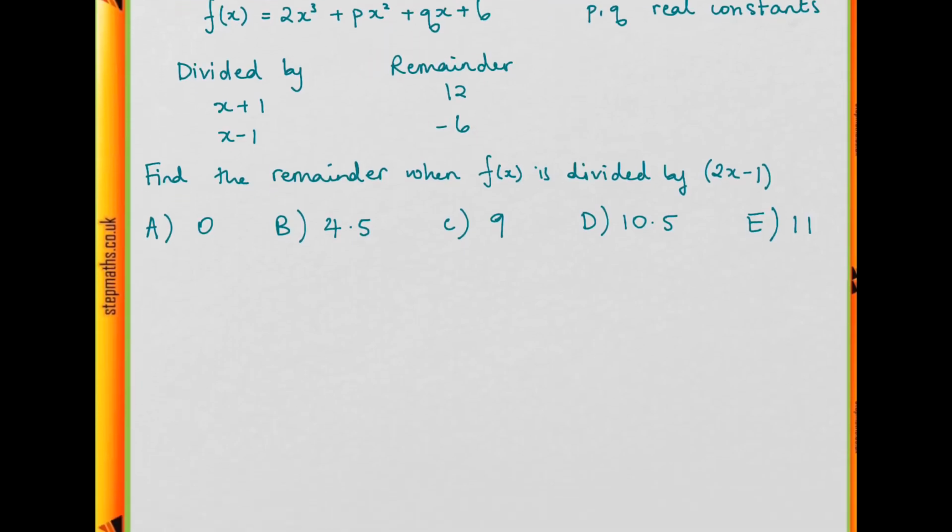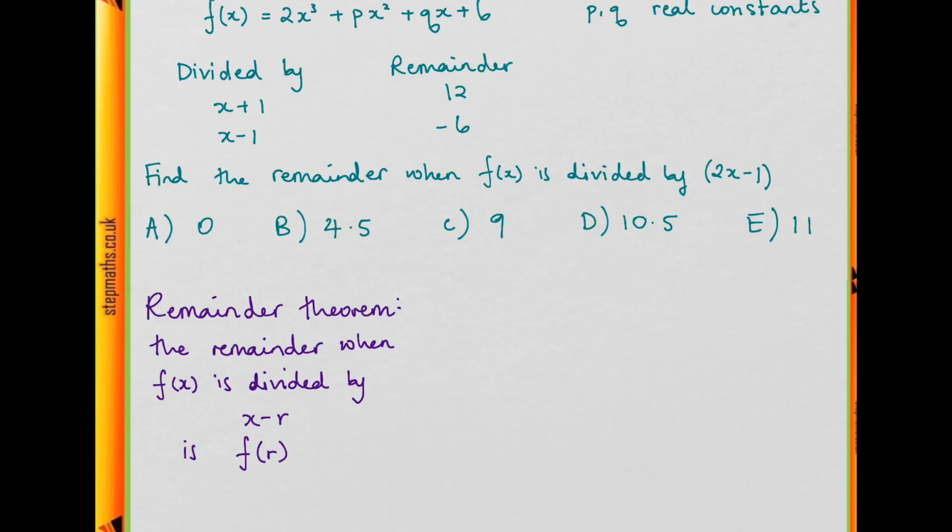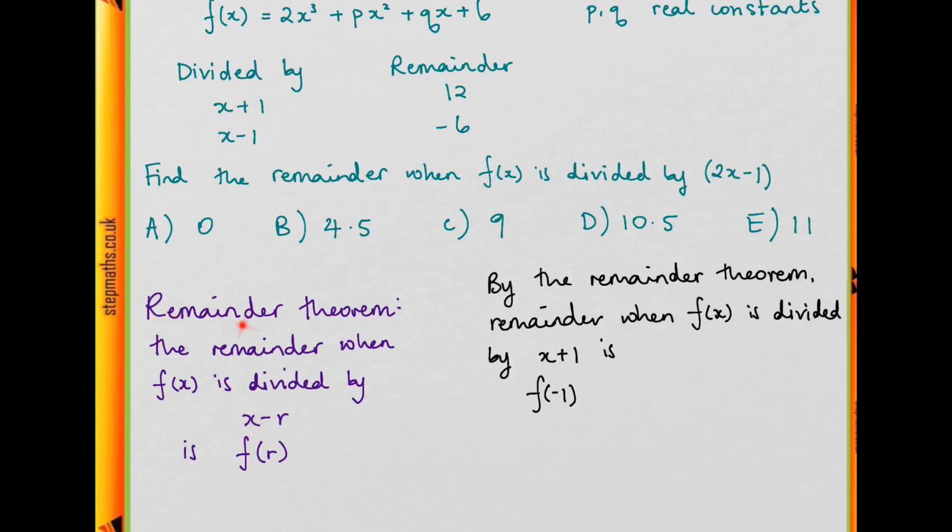Okay, so we want to know about some remainders, so let's use the remainder theorem. So remember, this says that when a function f of x is divided by a linear polynomial like x minus r, then its remainder is f of r. So we can see here r is going to be equal to minus 1, because x minus r gives us x plus 1. And so by the remainder theorem, the remainder when we divide f of x by x plus 1 is going to be f of minus 1.